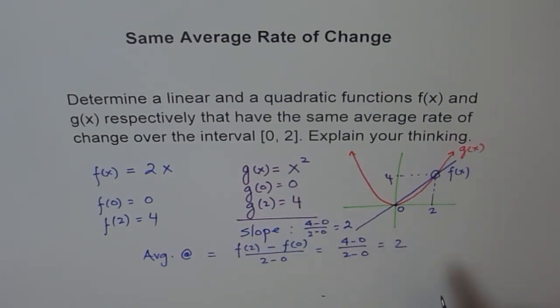And therefore, the solution is, so you can always write down your answer, that the functions are f of x is equal to 2x and g of x is equal to x squared.